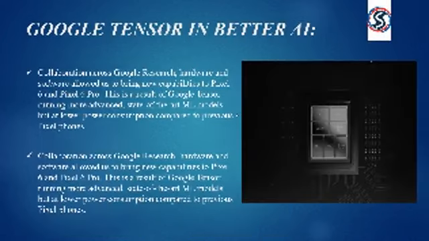Now, how is it giving us better AI? Take the example of the Google Assistant. We have Google Assistant in our phone, right? On the Google Tensor, it uses the most accurate automatic speech recognition ever released by Google, and for the first time we can use a high quality ASR model.